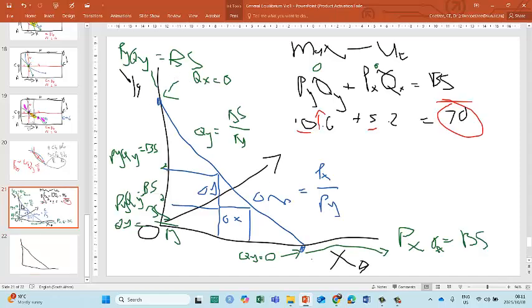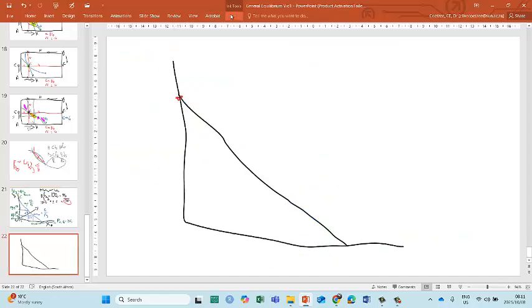And remember we're going to take this formula. So that point there, Qy is equal to my budget constraint divided by the price of Y. That's that point there. And this point here is Qx, which is equal to the budget constraint divided by the price of X. I hope that makes sense.